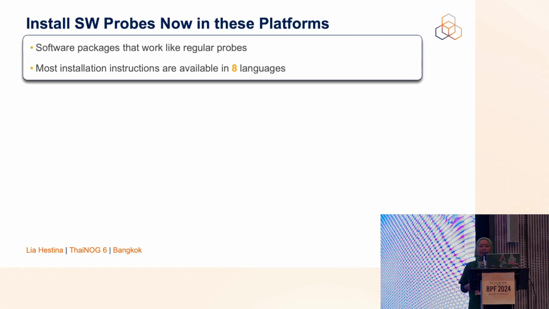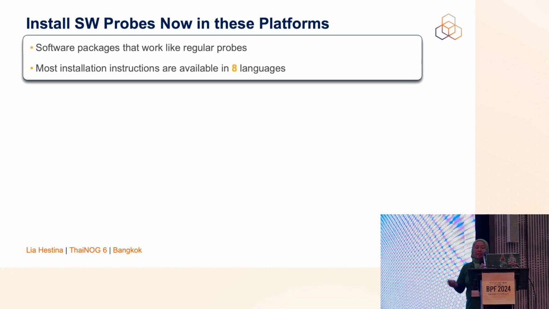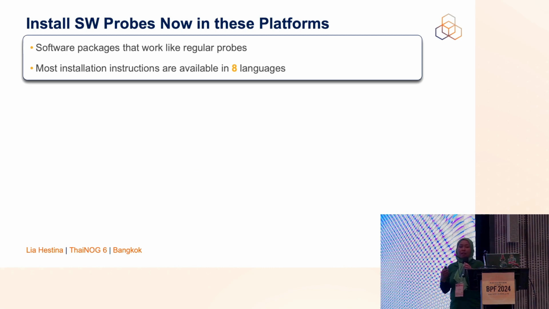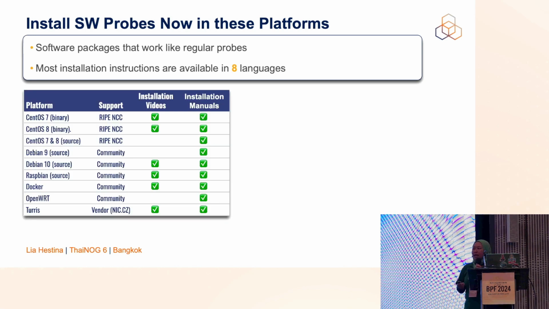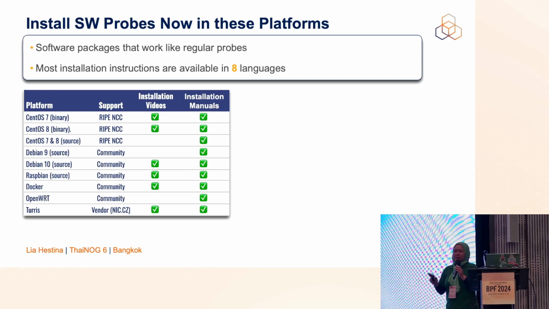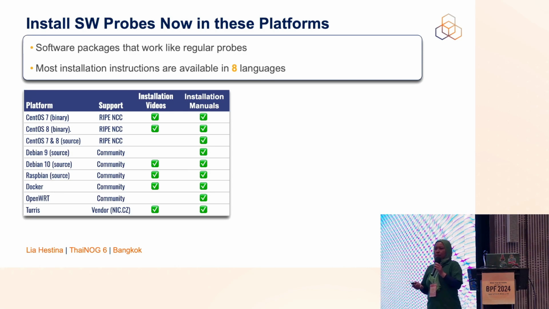So now we get into the software probes. As I mentioned already, we have the software probes in production. It's exactly the same, except that it's software. So the software package works just like regular probes. And we have CentOS 7 and 8 in source and also in binary. This is the one that we support from the RIPE NCC. So if you install this software in your network, it will be much faster. It takes maybe five minutes to install this software probe.